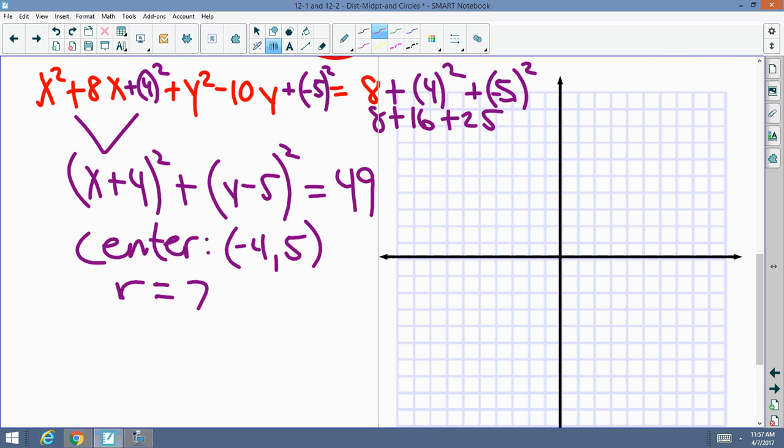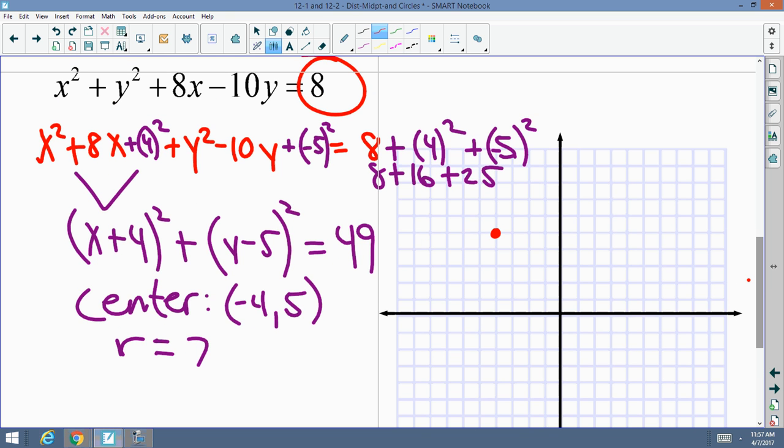So, let's graph it, just for giggles. Negative 4, 5 is negative 1, 2, 3, 4, then 1, 2, 3, 4, 5. Now I'm going to have to go above my graph here because I only have a graph up to 10, but you'll see the point. So now my radius is 7, so I go 1, 2, 3, 4, 5, 6, 7 to the right, 7 up as an estimate, 7 to the left, and 7 down. And bada bing, bada boom. There's my circle. Not bad, right?